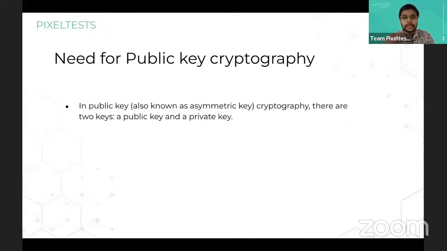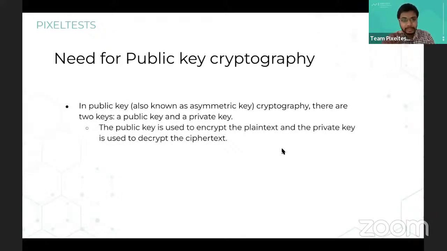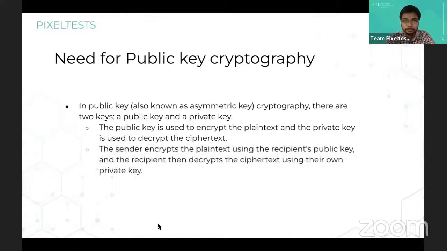Now in public key, it's a two-way. There is a public key and there is a private key. The public key is used to encrypt the message, which we'll notate with M. And the private key is used to decrypt the ciphertext. We'll understand more about it.